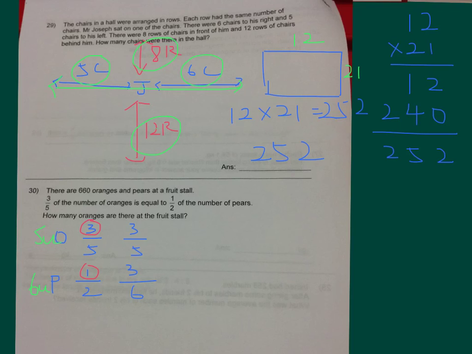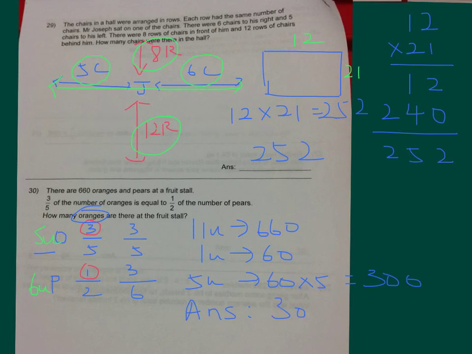So altogether there's 11 units that give you 660. 1 unit would be actually 60. How many oranges are there? Oranges got 5 units, so 60 times 5, you get 300. So question 30, my answer will be 300. This is the end of paper 1.